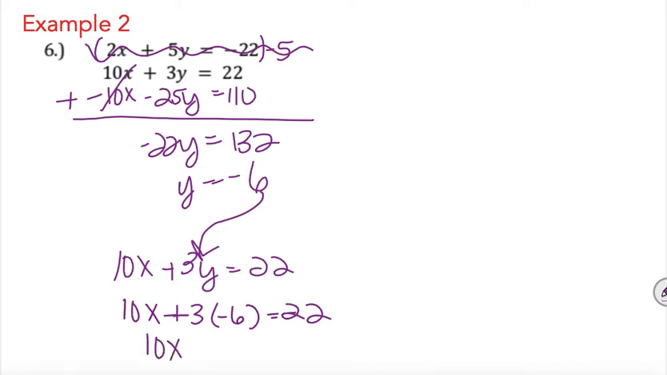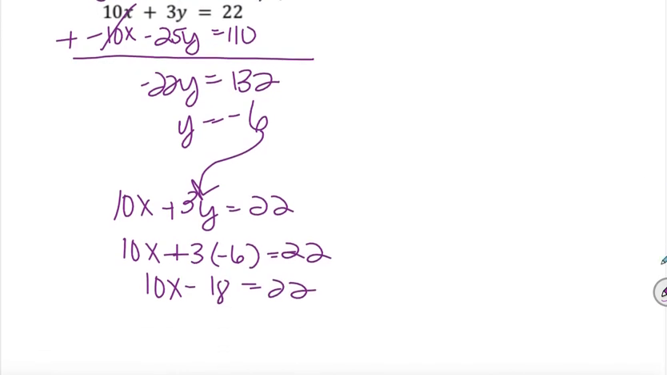Simplifying here, 10x, 3 times negative 6 is negative 18. I would add 18 to both sides, so 10x is going to equal 40, I believe. Divide both sides by 10, and x is going to equal 4. So my ordered pair I'm looking at here is 4, negative 6.